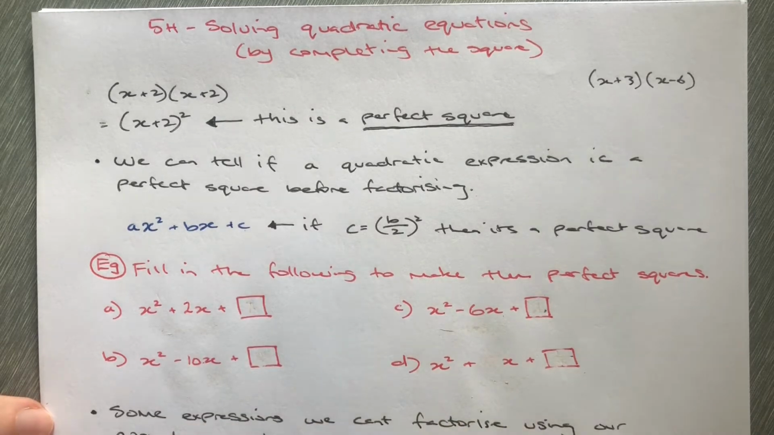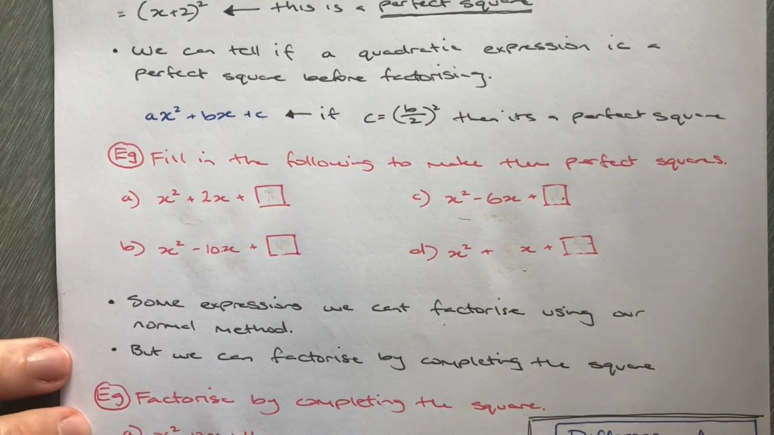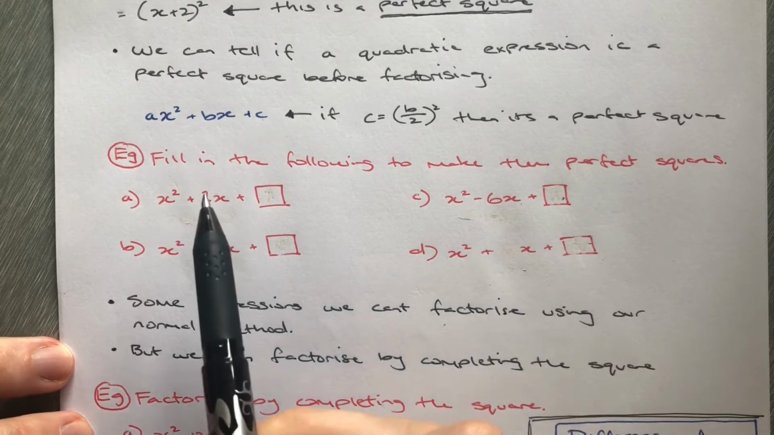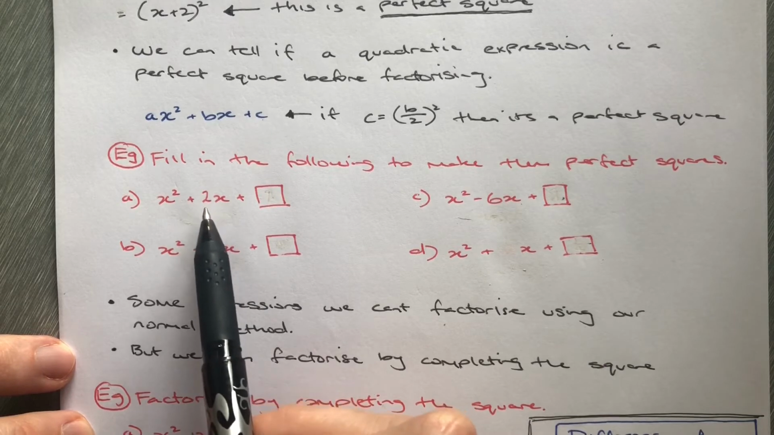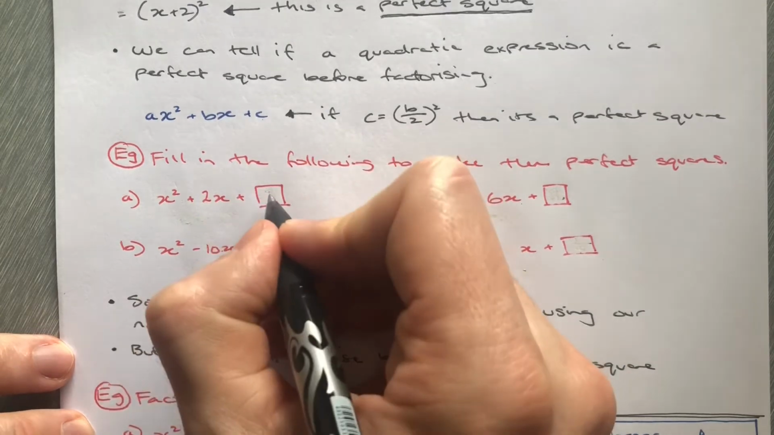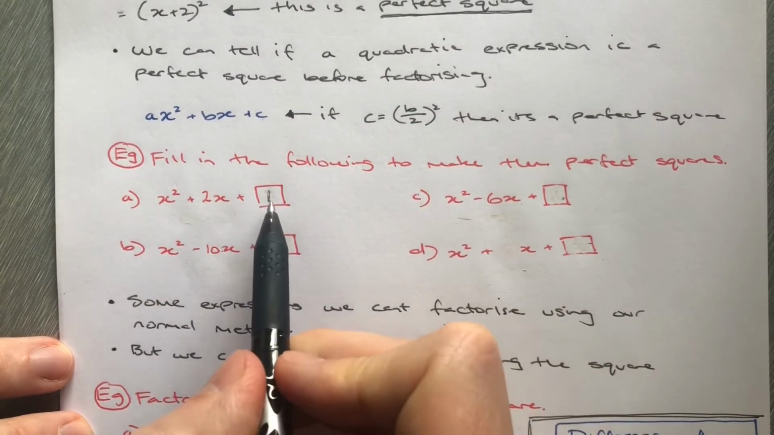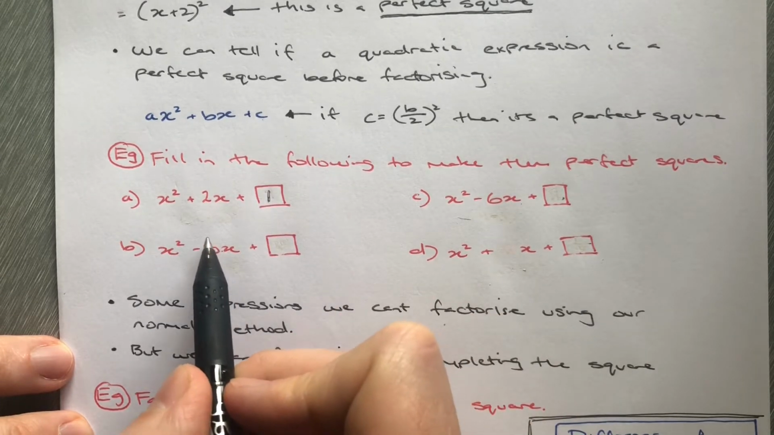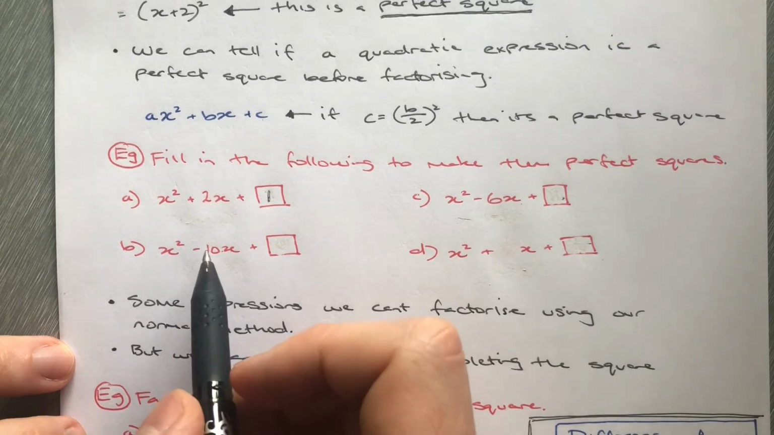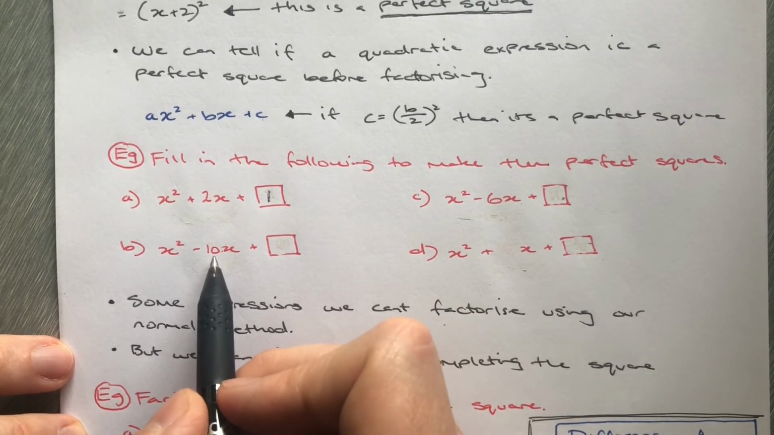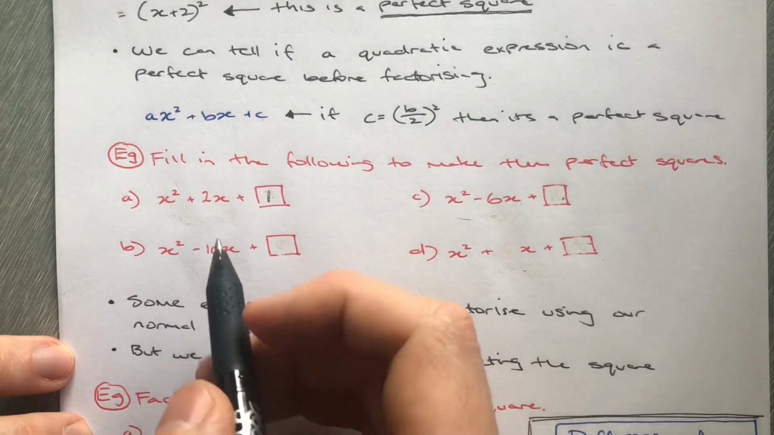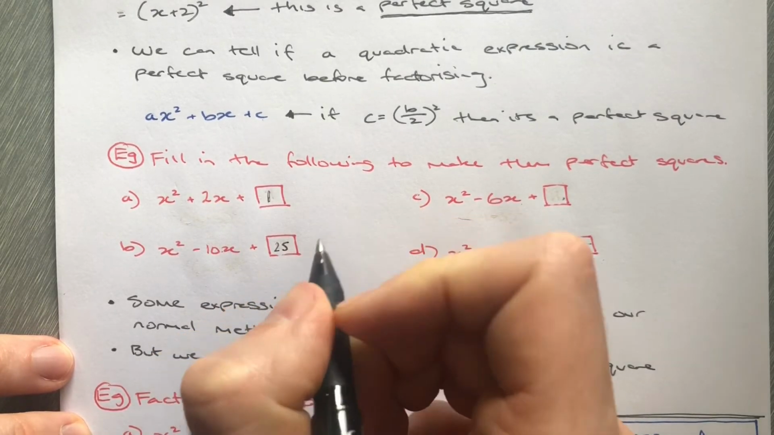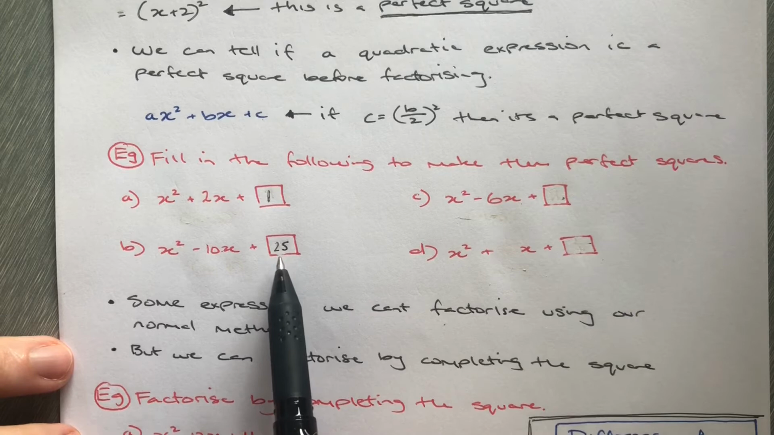All right, let's have a bit of a practice. It says fill in the following boxes to make them perfect squares. So we're looking at this middle term here. We want to half and square it. Half of 2 is 1. 1 squared is 1. So for this to be a perfect square, this C value would have to be 1. Let's go into the next one. Minus 10. We want to half and square it. Half of minus 10 is minus 5. Minus 5 squared is 25. So for it to be a perfect square, we're going to need 25 to be there.